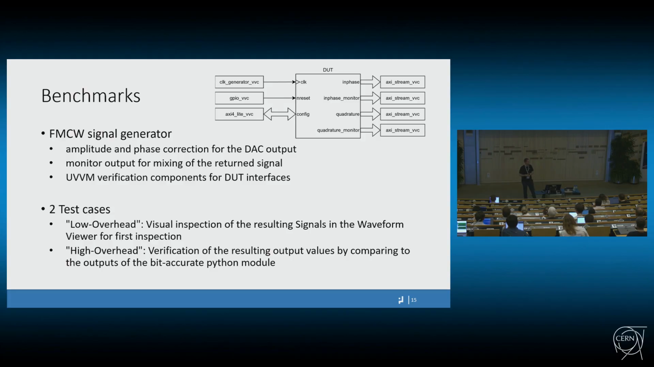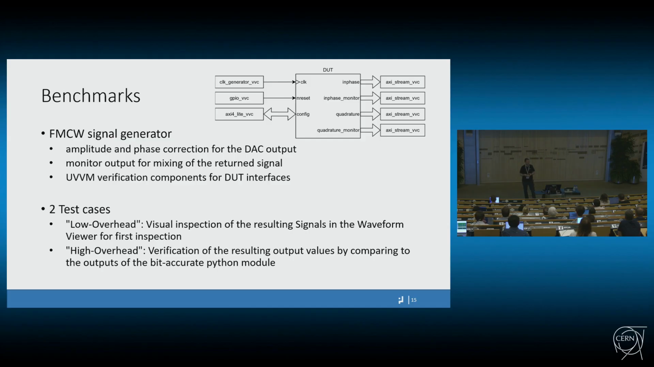So for benchmarking, I had available an FMCW, frequency modulated continuous wave, signal generator from a digital radar system. It has a configuration interface on the input where you can set the ramp parameters and also apply some amplitude and phase corrections on the actual outputs. And so it has two outputs that go to the RFDC in an RFSoC FPGA, and two monitor outputs that are going to the mixer.